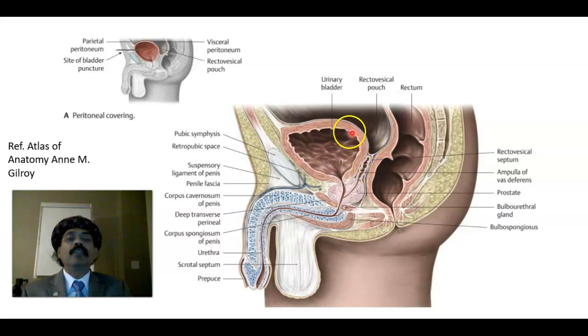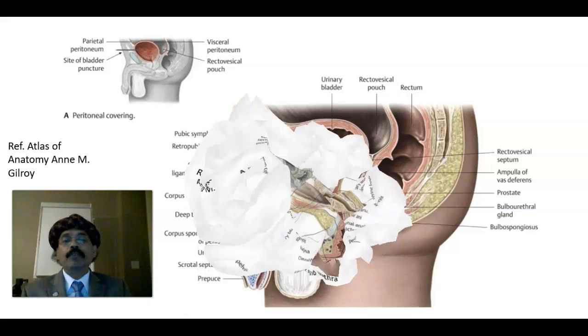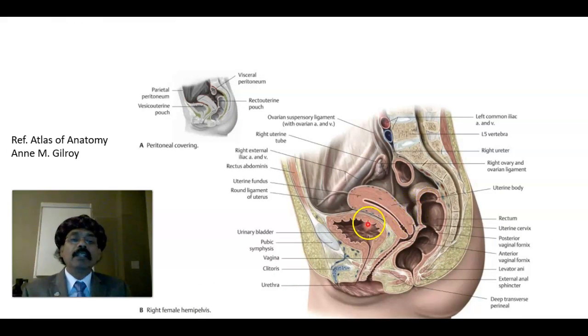This is the muscle, the detrusor muscle. Inside we get the epithelium, the transitional epithelium. This is the prostatic part of the urethra, and the internal urethral orifice is here. If we compare that with the female, again this is the detrusor muscle, this is the apex, this is the base area, the neck area is here, and it is lined by the transitional epithelium or urothelium.